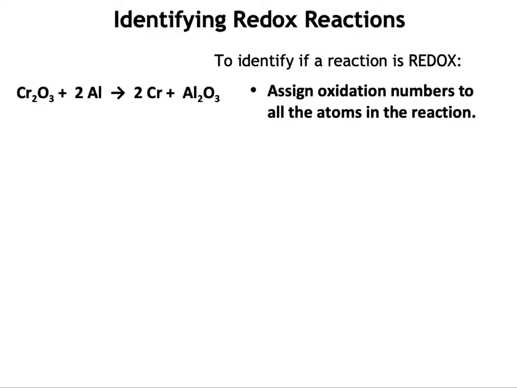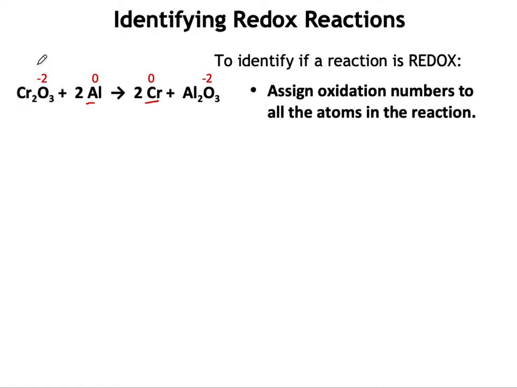First one is just assign oxidation numbers to all of the atoms in the reaction. If we were to pick out the easiest 2 things to assign oxidation numbers to, it would be aluminum and chromium. Why? Because they're by themselves. If you see something by itself like that, its oxidation number is 0. Simple. One of the rules from the last assignment you guys had to do was that oxygen tends to always be -2. So we can fill that in.